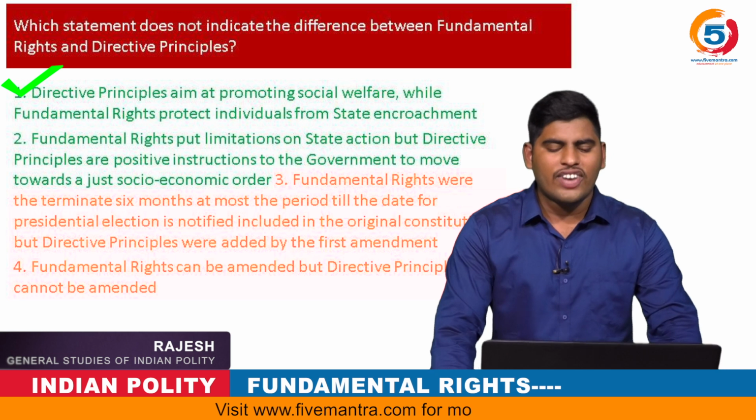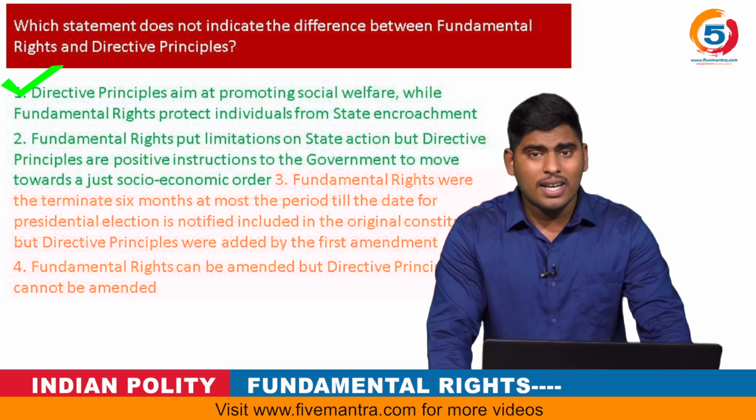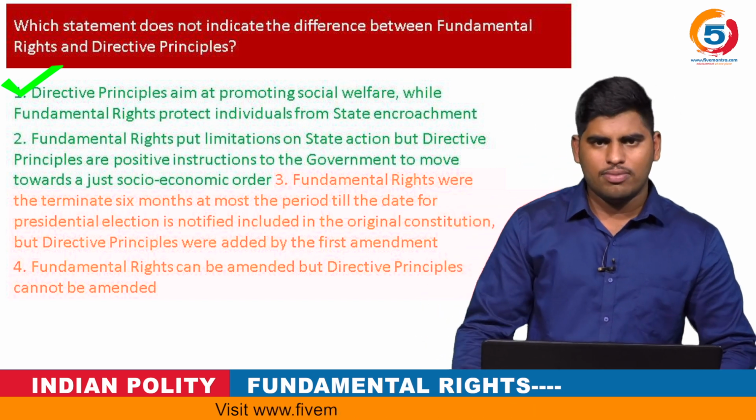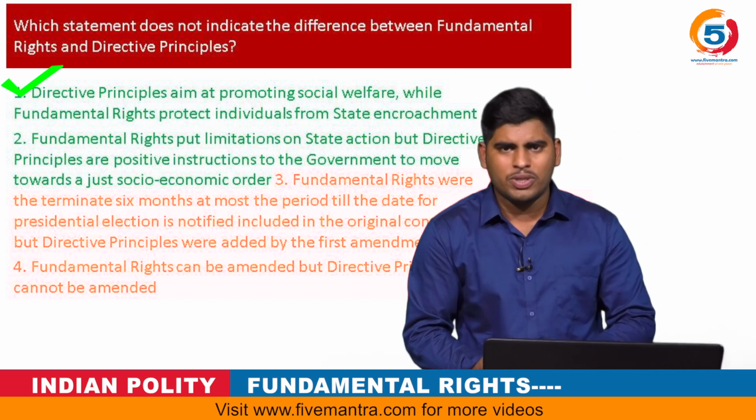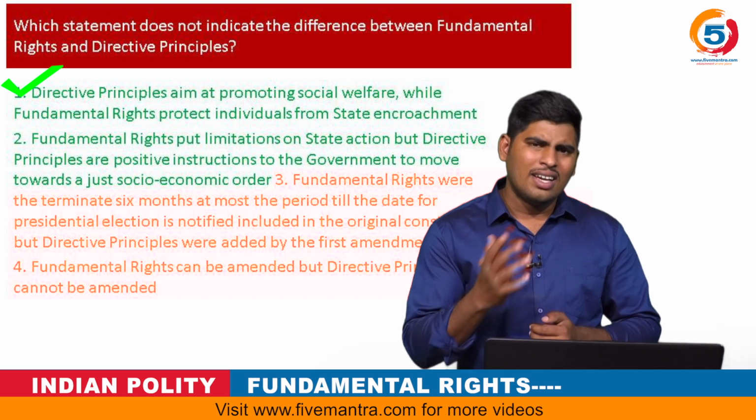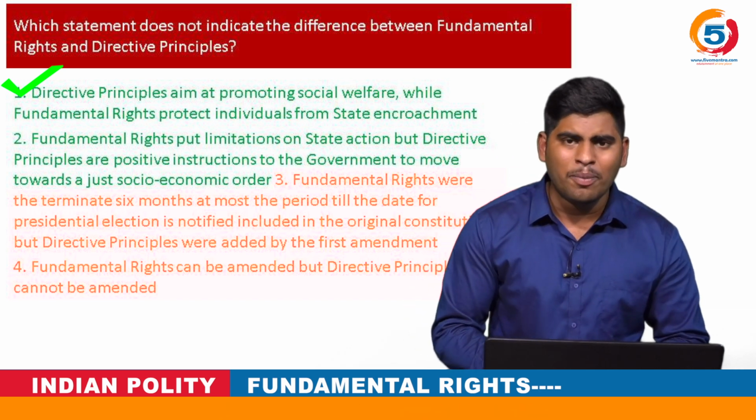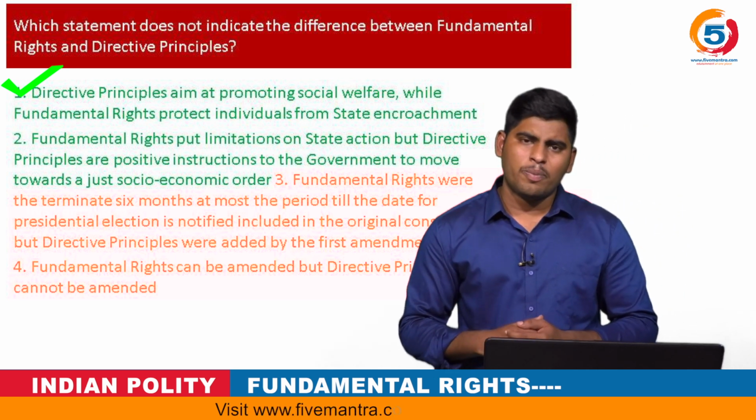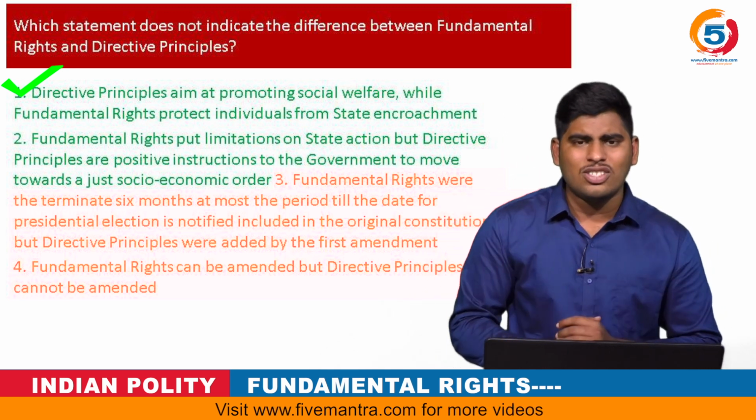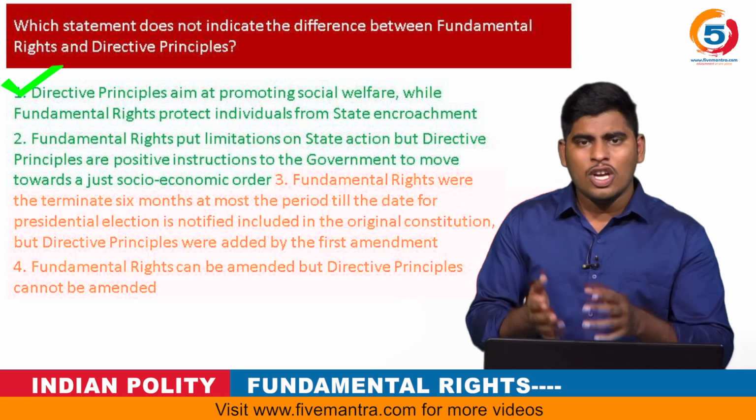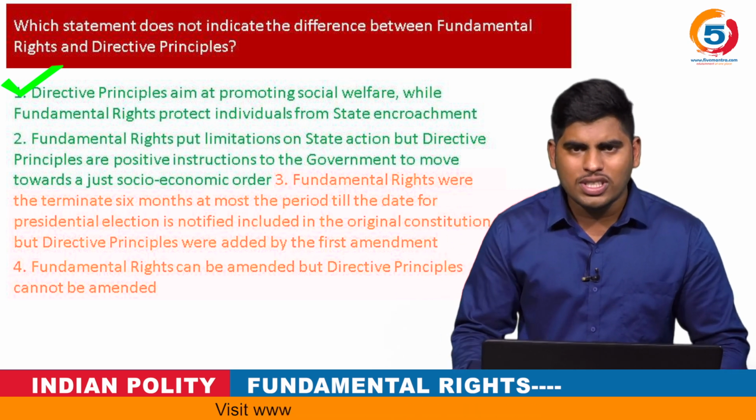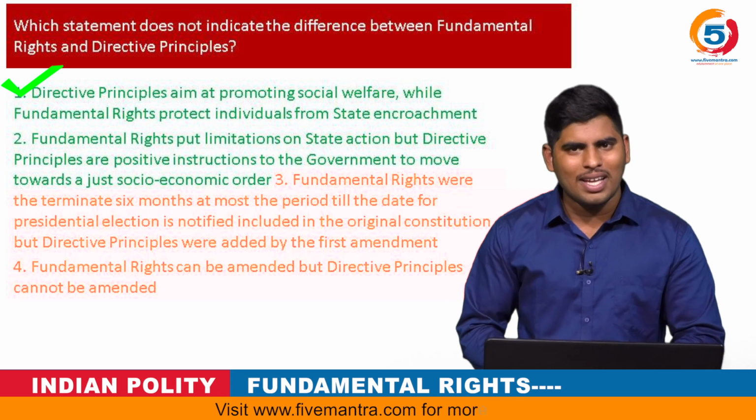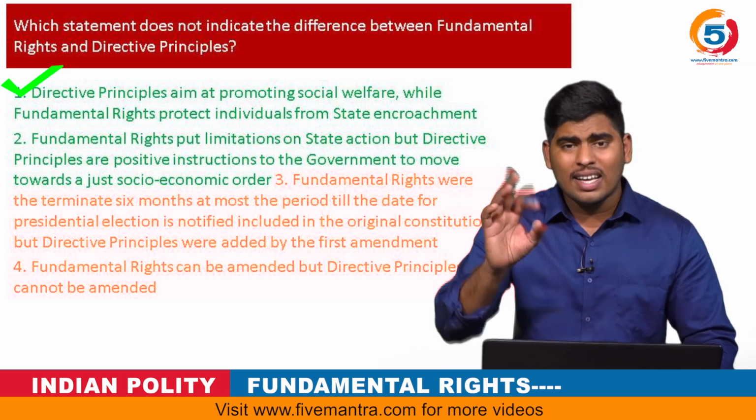Coming to the second option, the fundamental rights put limitations on state action, but directive principles are positive instruction to the government to move towards a just socio-economic order, obviously. If you carefully look at the explanation for the first option, then you can justify the second option, that fundamental rights act as limitations on the arbitrary actions of the state. Fundamental rights are negative in nature, but directive principles of state policy act as guidelines to the state to frame their policy to walk on the lines of social and economic justice. So they are positive in nature. From this rationality, you can sense that the second option gives a clear and correct difference between fundamental rights and DPSPs.